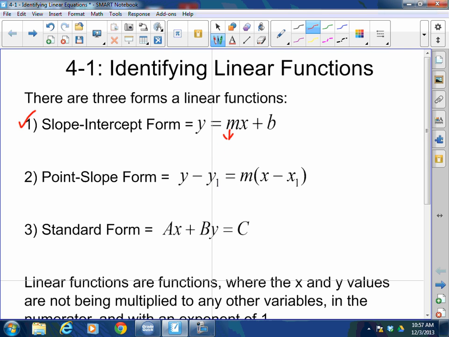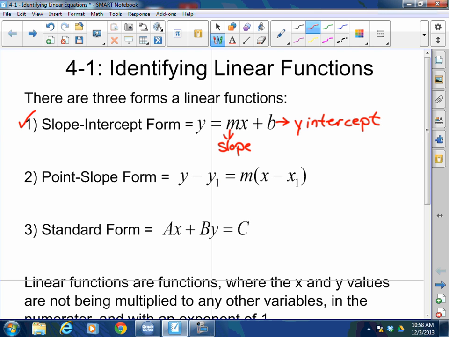This m is called the slope. We'll talk about slope later. And this b is called the y-intercept. We'll talk about that later as well. But just know that when you have a slope and a y-intercept, you're going to be using the slope-intercept form.